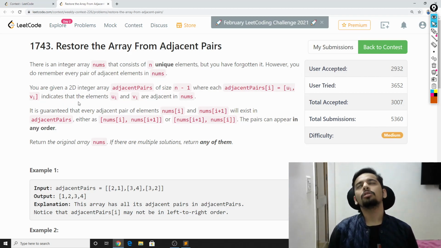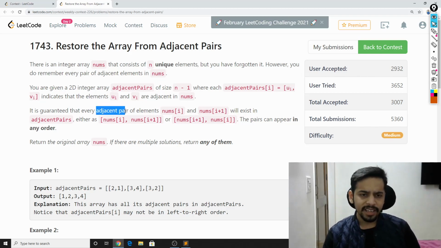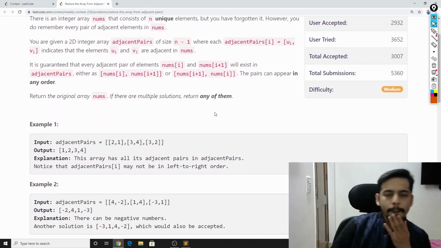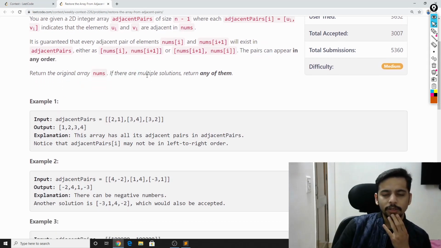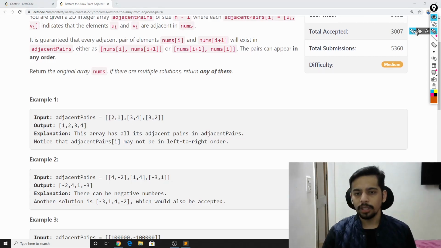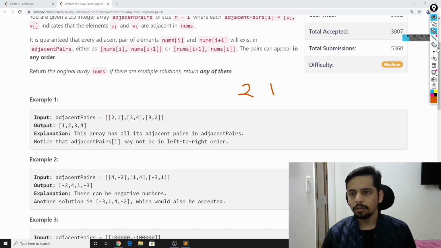So I've been told that 5 and 7 were actually adjacent in the array, but where they were I don't remember. But I know that these two are adjacent to each other. It's guaranteed that every adjacent pair of elements nums[i] and nums[i+1] will exist. Okay, this does not look very hard to be honest. The pairs can appear in any order. Return the original array nums. If there are multiple solutions, return any one of them. So if there's the pair 2 1, that means in the original array 2 and 1 were together somewhere, right? This is what they're trying to say.